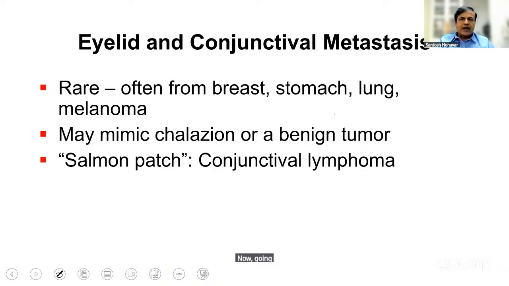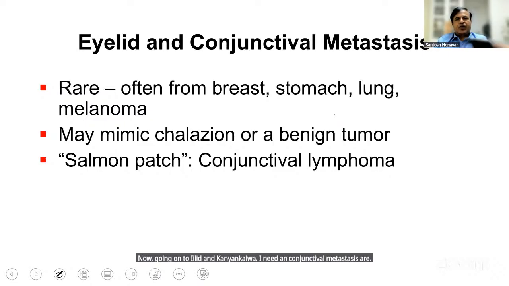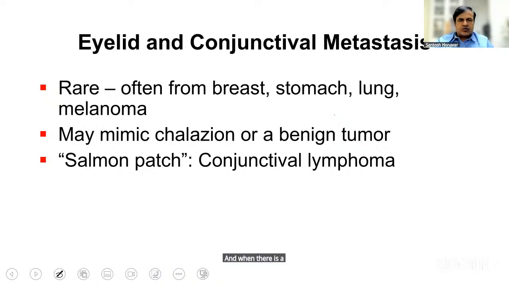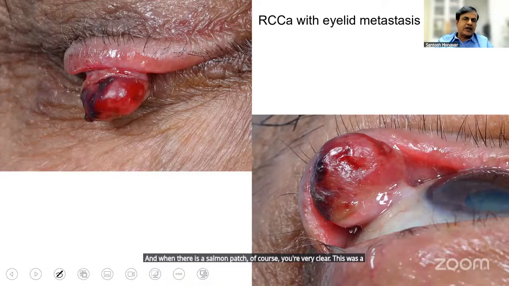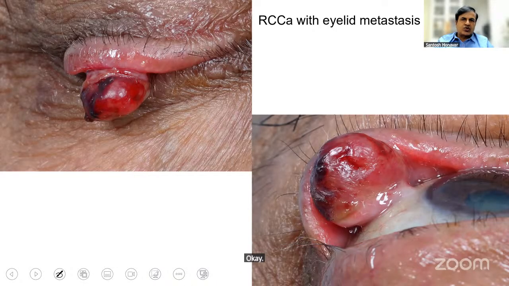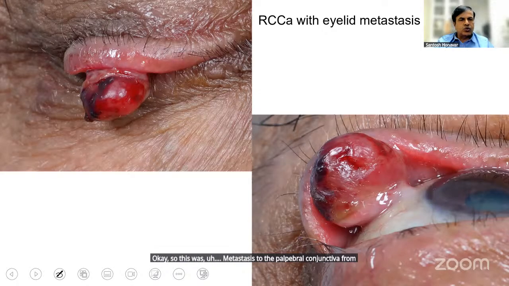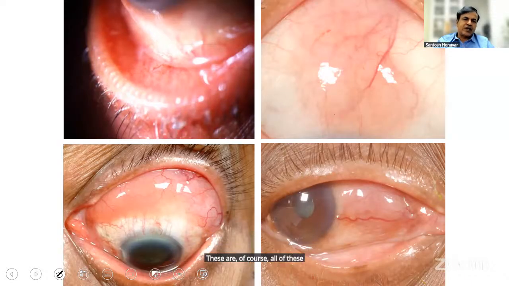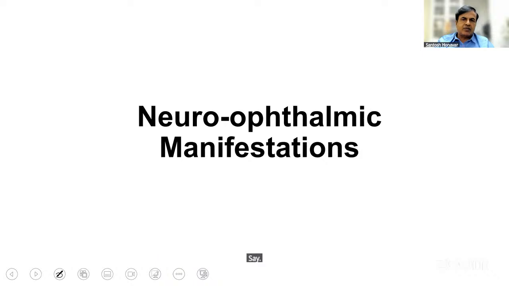Now going on to eyelid and conjunctiva. Eyelid and conjunctival metastasis are very rare, often from breast, stomach, lung, and melanoma, and may mimic a small nodule such as a chalazion or a benign tumor. And when there is a salmon patch, of course, you are very clear. This was a patient with renal cell carcinoma with a fiery red metastasis. So this was metastasis to the palpebral conjunctiva from a patient with a known history of renal cell carcinoma. These are, of course, all of these are lymphomas. Salmon pink color can never be missed.